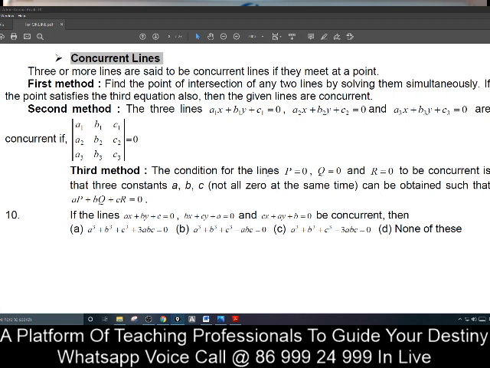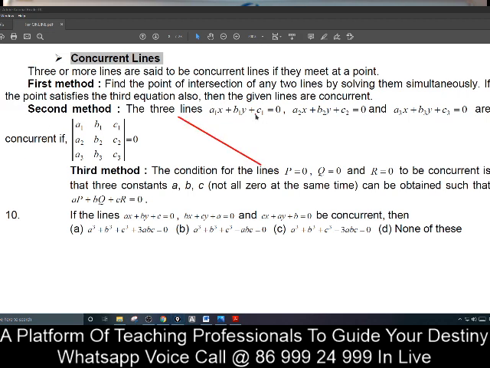This is also an important concept. Concurrent lines: three or more lines are said to be concurrent lines if they meet at a point. At a single point, if they meet, then we call them concurrent lines. Three lines are said to be concurrent if they meet at the same point.